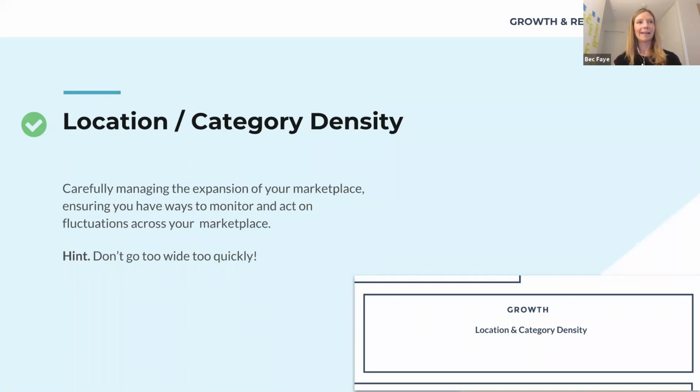Location and category density. This is where you look at, again, what I mentioned earlier about not going too wide too quickly. You want to carefully manage the expansion of your marketplace as you expand into new categories or new locations, and monitor how this changes, having strategies in place for when you go into a new location or new category, really refining your processes when you are focused, so that you can duplicate and refine as you go.